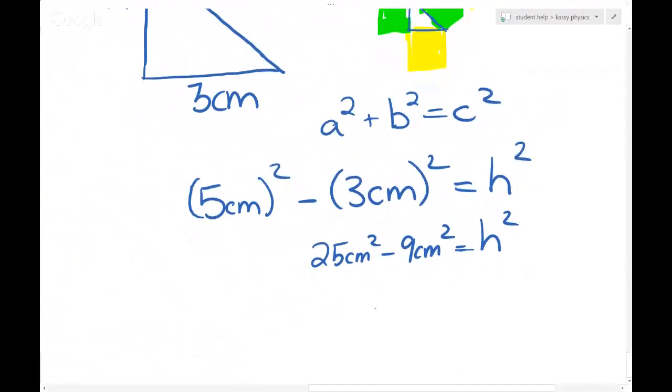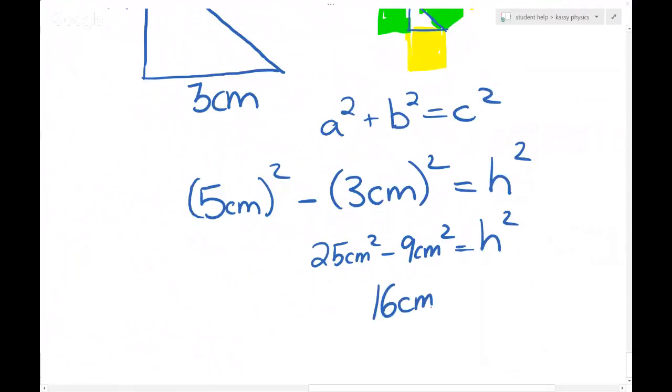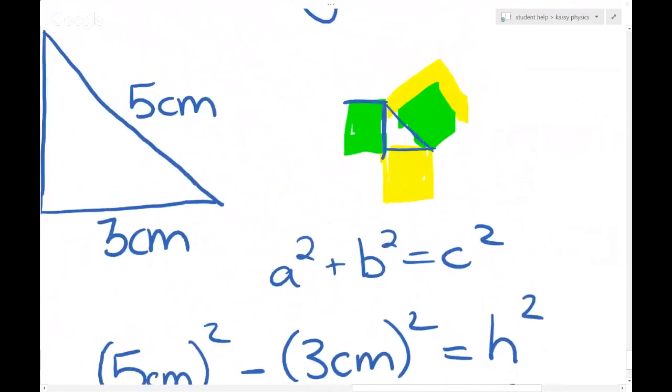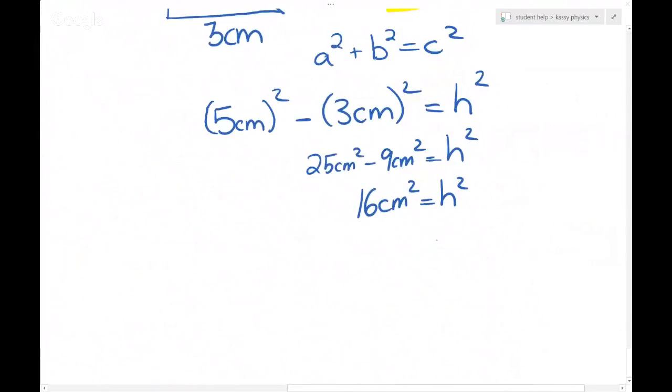25 minus 9 is 16. So 16 centimeters squared. Once we've done that, we don't know how big the height is, but we know the square of it. To go from the square to just one side, we can say that the height would be the square root of 16. That's easily done. The square root of 16 is just 4. So the height must be 4 centimeters.